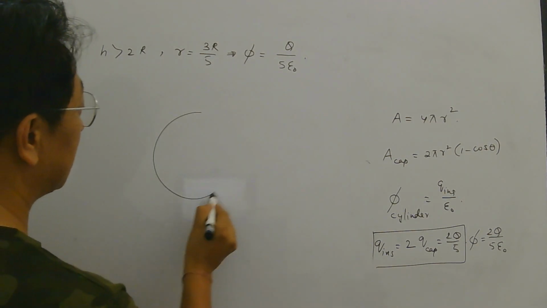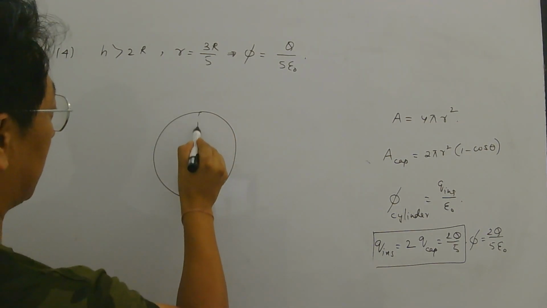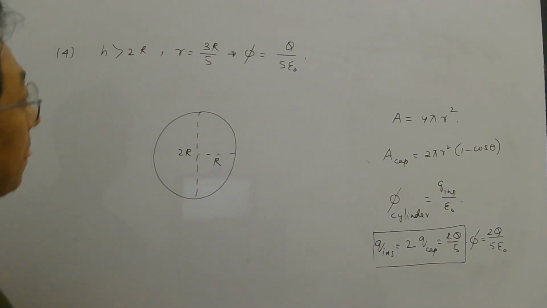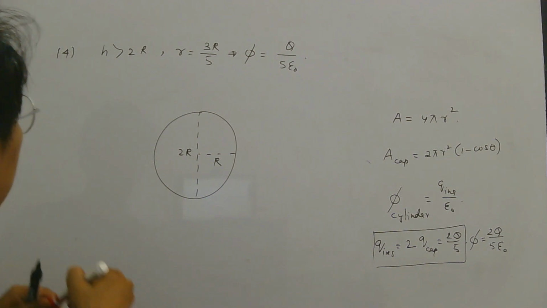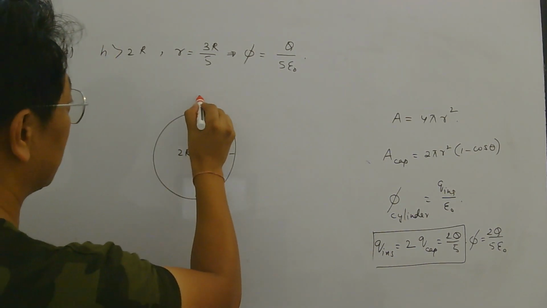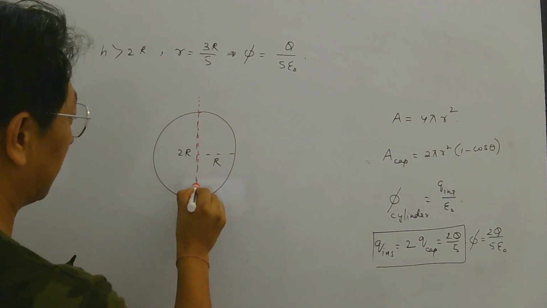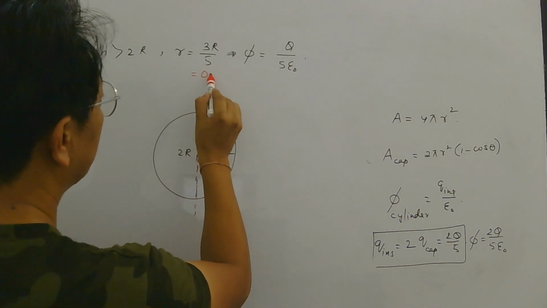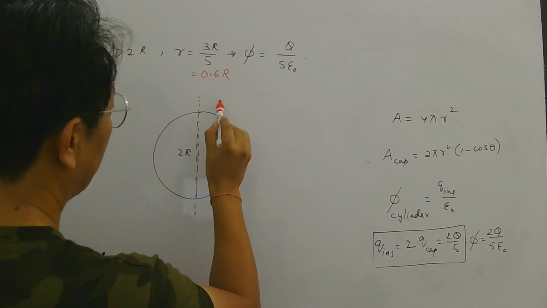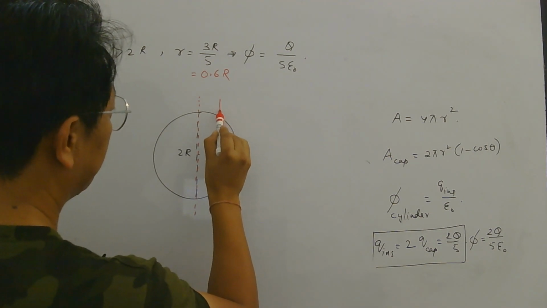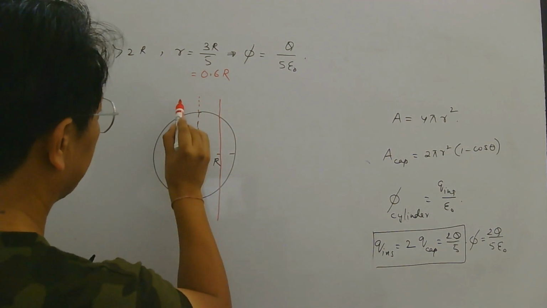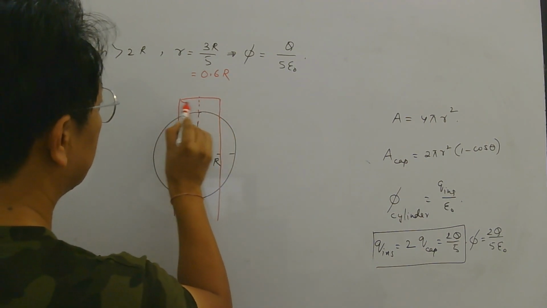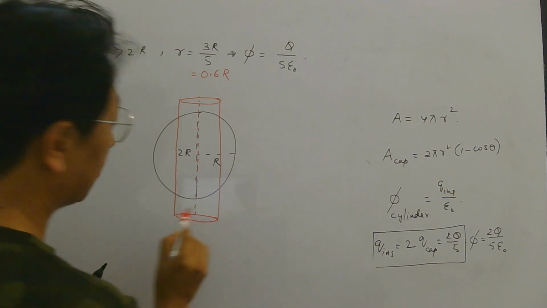So again, this is the sphere. Let's say you know that the diameter is 2R and the radius is R. Now I have to draw the cylinder in such a way that the height is greater than 2R. So the axis should be somewhere here, greater. And the radius is 3R by 5, which is 0.6R. So somewhere here, let's say. So let me draw properly this time. So this is your cylinder.